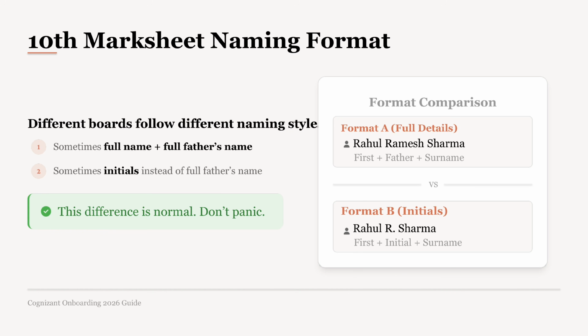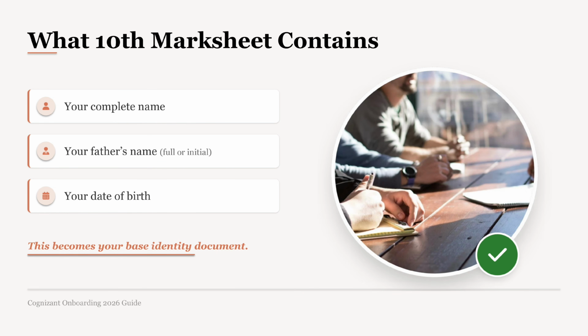Different states and boards follow different naming conventions in the 10th mark sheet. In some cases, your full name and your father's name will be completely expanded. And in other cases, only initials may be mentioned instead of the father's full name. This difference in format is very normal, so don't panic. Your 10th mark sheet usually contains your complete name, your father's name, either full or initial only, and your date of birth. And this becomes your base identity record.